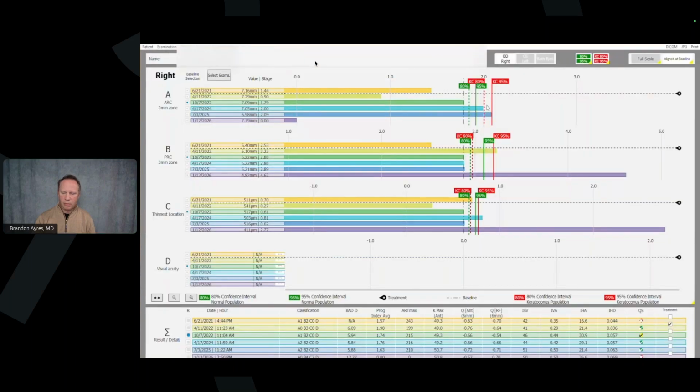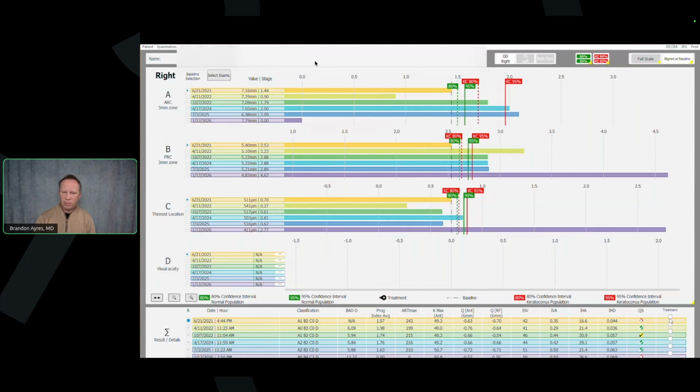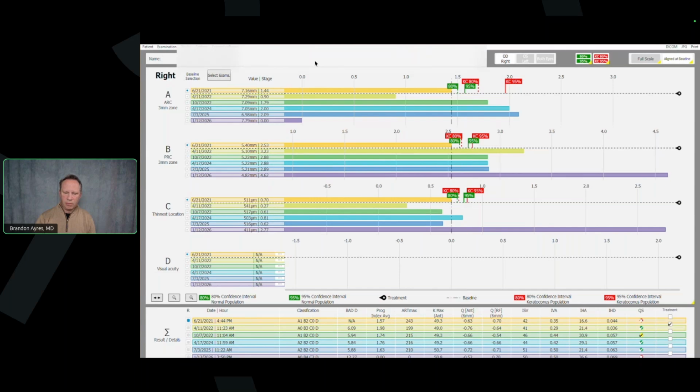Okay, now this is the ABCD progression display, and there is a lot going on here. Now you can see that this patient has had multiple visits and multiple scans, and I can already tell you that he was cross-linked very early on. I think we did this cross-linking back in 2021. So as you continue to see your patients, this screen will build, and it's a very easy, graphical way that we can look at our patients to see if we think they're progressing.